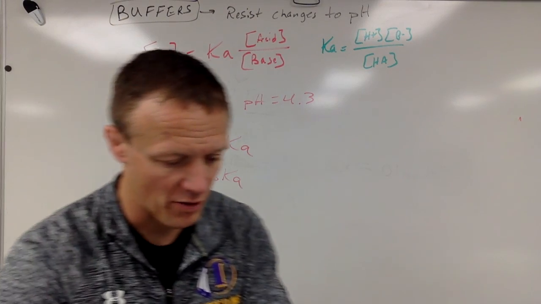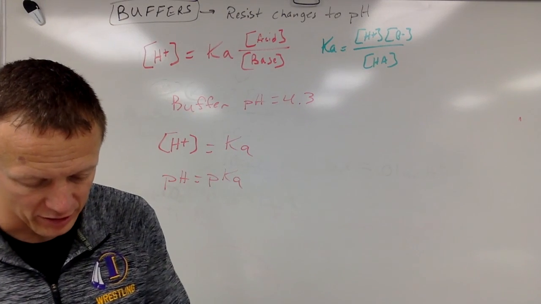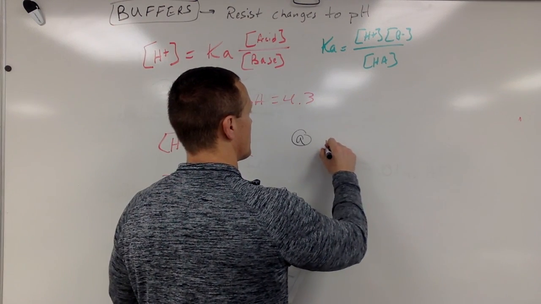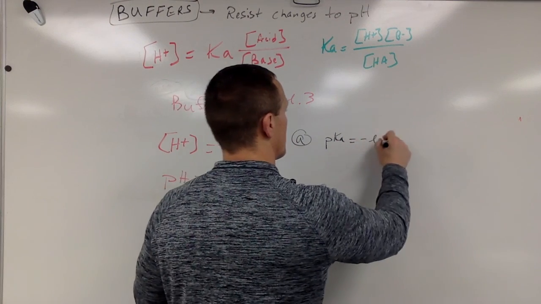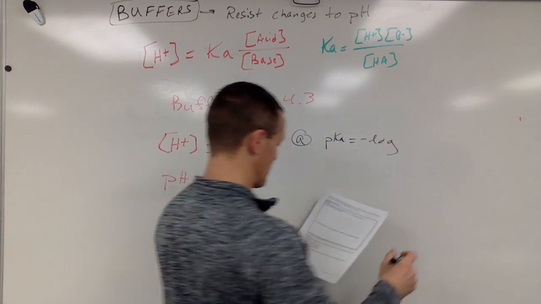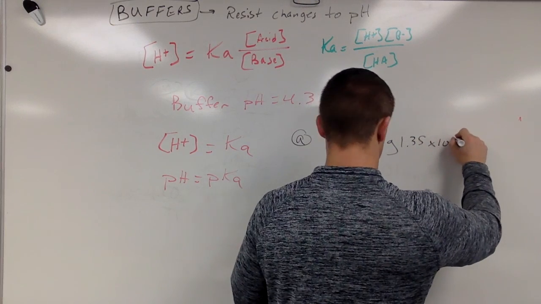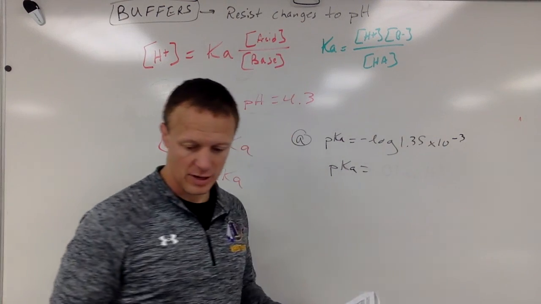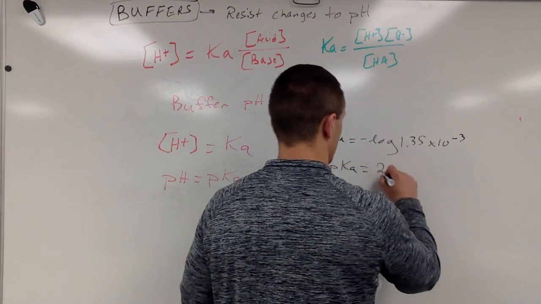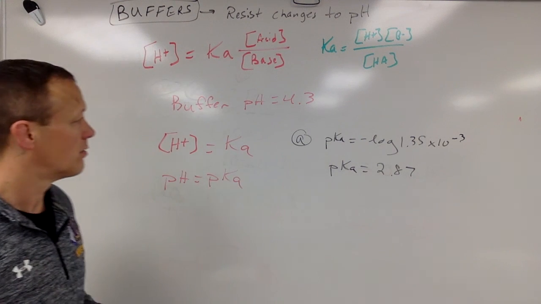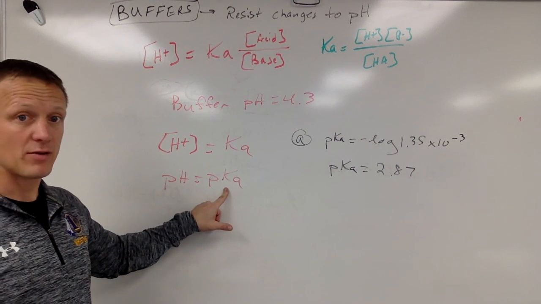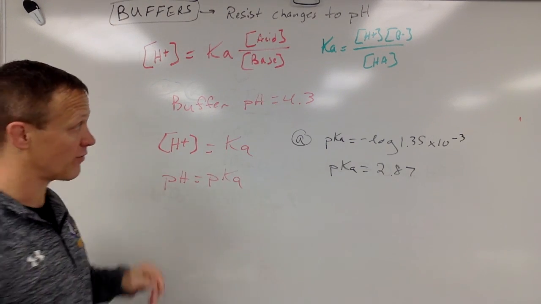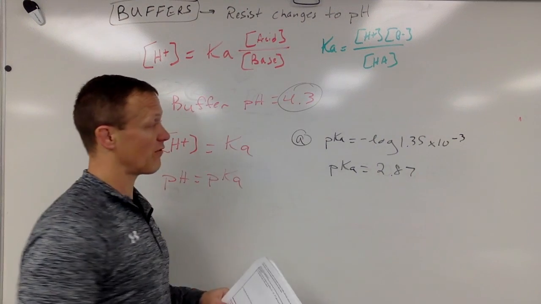So the ones that are on there, I'm not going to list all those out, but letter A is chloroacetic acid. If I take pKa equals negative log of the Ka, in this case 1.35 times 10 to the negative third, the pKa there is 2.87. Well, we want pH and pKa to be equal, because when the concentration of H plus equals the Ka, that's a good buffer. So we're trying to get one where the pKa is about 4.3.